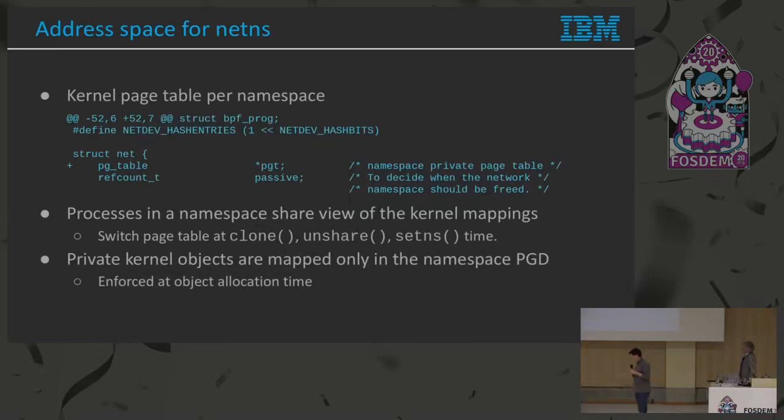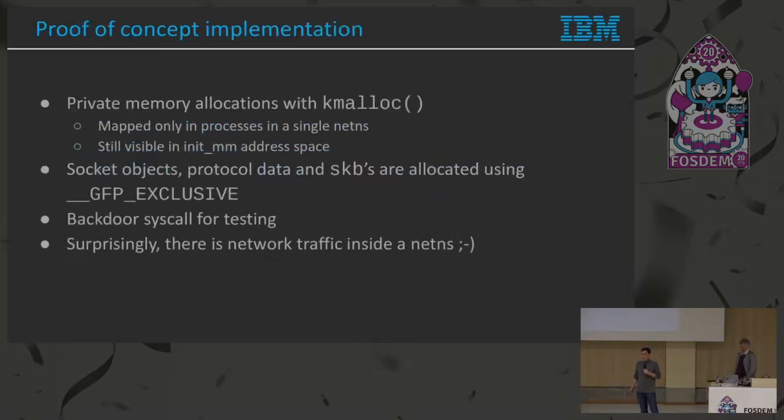And if we look again at address spaces for network namespaces, we add the page table to struct net, which is the kernel representation of the network namespace. And then whenever a process joins the network namespace using clone, setns or something like that, its page table gets overwritten with the page table that is common to all the processes present in that network namespace. And every allocation of memory inside the kernel makes sure that pages are allocated privately to that namespace and that they are not visible in the direct map in other namespaces.